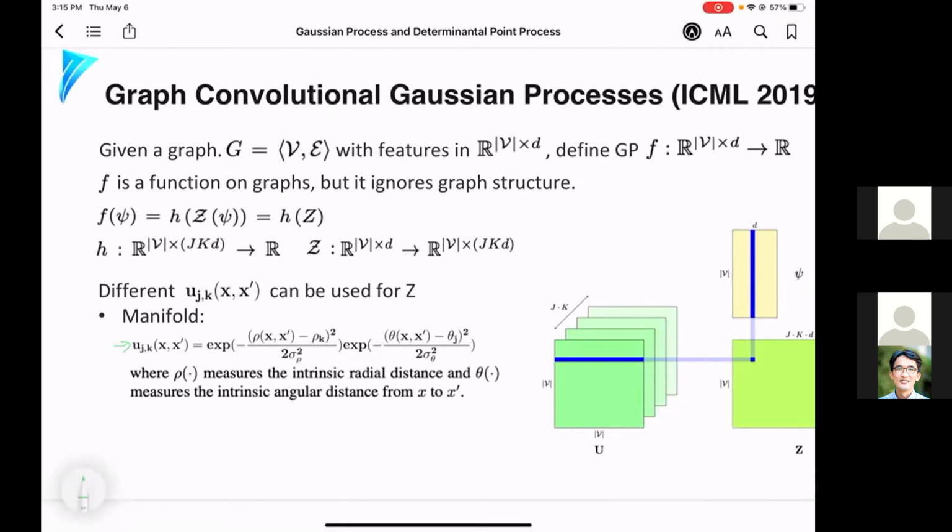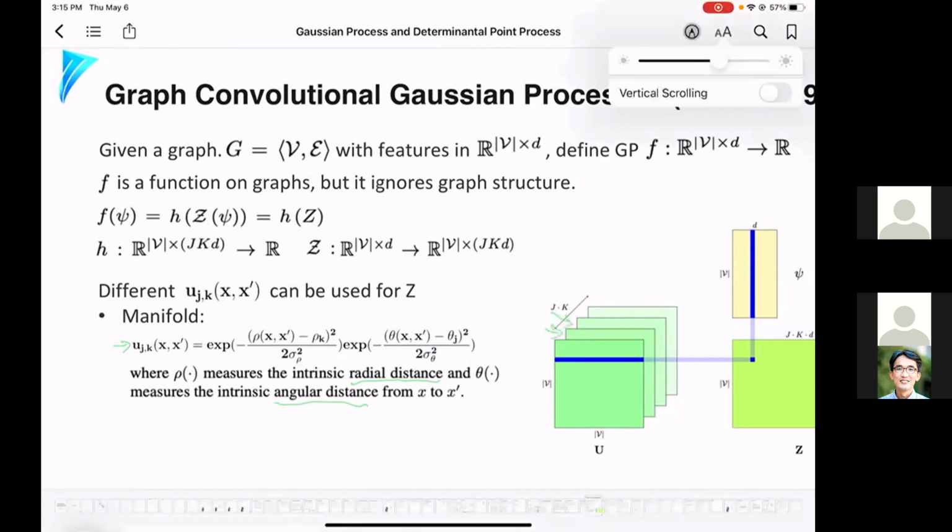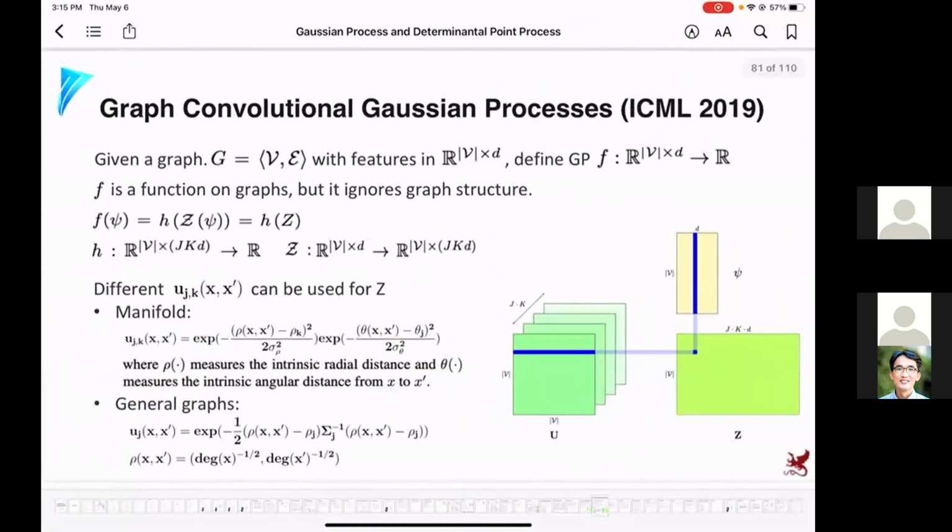In this case, this function takes in two x and measures the radial distance between them and the angular distance between them. Combining these two different distances, you get a weighted distance between x and x prime. One set of J and K gives you one certain distance. If you change the hyperparameters, you get another slice of U. So this is for the manifold. If we want to use it for general graphs.